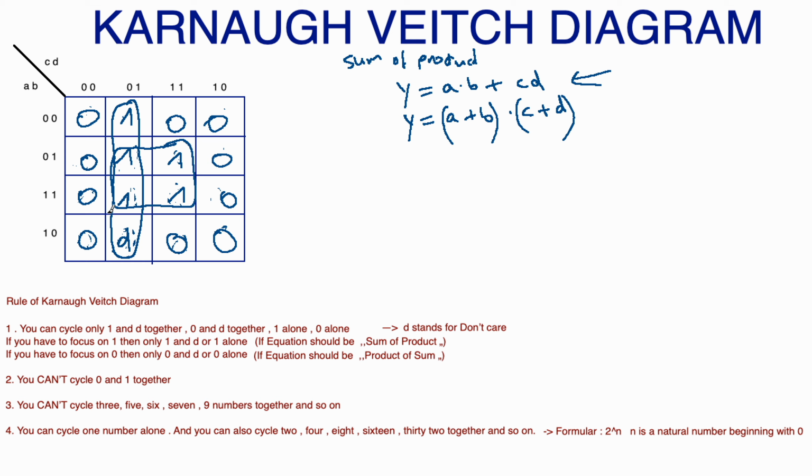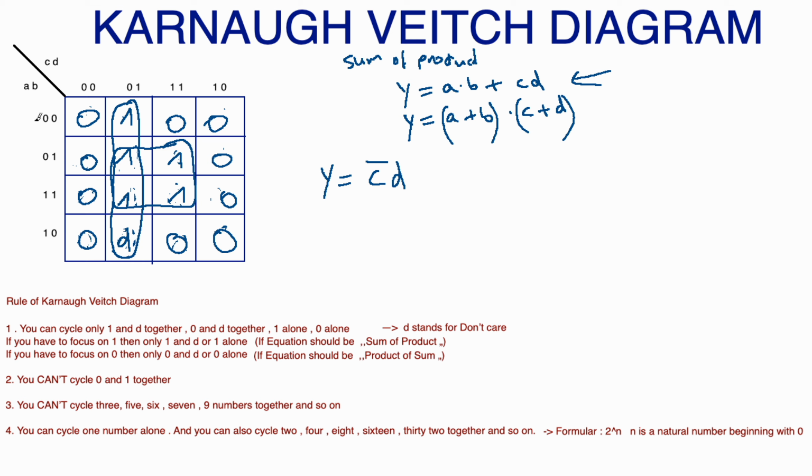At first, you need to look at this cycle. And the cycle you see is in the area of 0 and 1. 1 stands for D, 0 stands for not C. And that means that our equation, the product, is not C and D. But we are not finished.